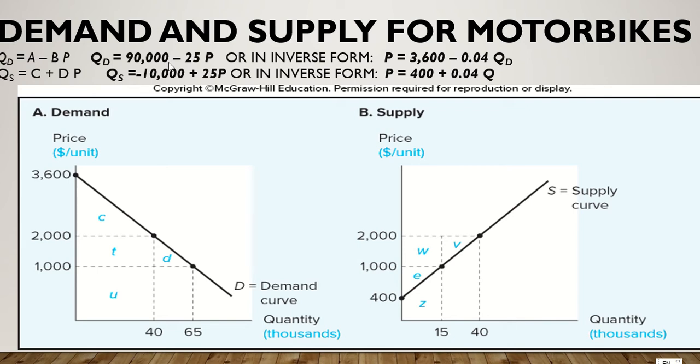So this is a linear equation. This is how a linear equation is written. Okay, Q equal to A minus B times P. So how do we go from here? P is equal to price, by the way. So how do we go from this demand equation, this linear equation, into this graph?